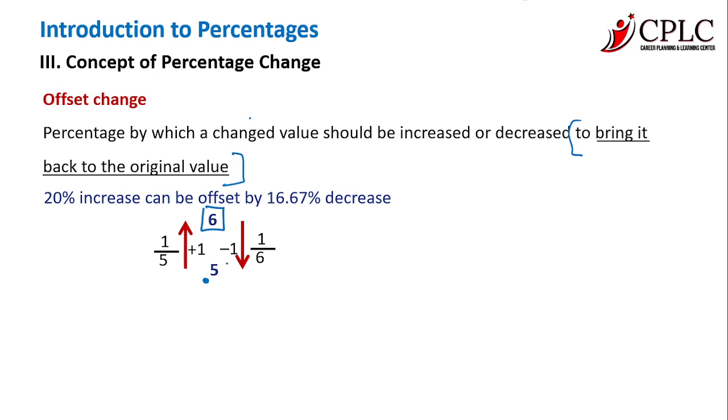Obviously from 6 to 5 we'll have to reduce by 1, but mind you, whatever this reduction of 1 is, it is happening on a base of 6, and hence the fraction becomes 1 by 6, and 1 by 6 is 16.66 or 67 percent for that matter, and hence they have said the answer as the same number, that is 16.67% decrease that is happening. So if there is a 20% increase, then it can be offset by a 16.67% decrease, and so on and so forth.